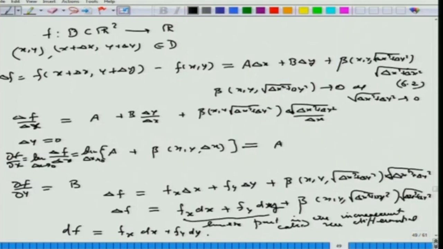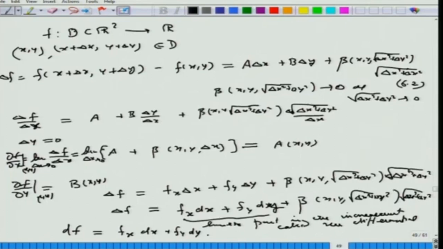So, f is differentiable if and only if 6.2 holds, and we can see that by the same process, if we take delta y 0 and then divide by delta x, we see that this a has to be equal to del f by del x at x y. Similarly, b has to be del f by del y at x comma y. So, these are functions of x y, because the derivatives are to be evaluated at x y. So, these a and b are actually the partial derivatives of f with respect to x and y respectively, evaluated at x y.